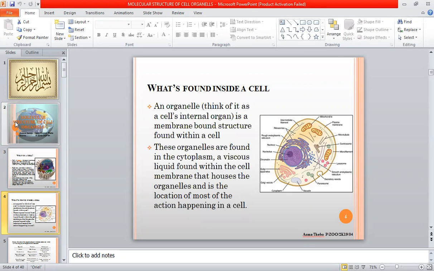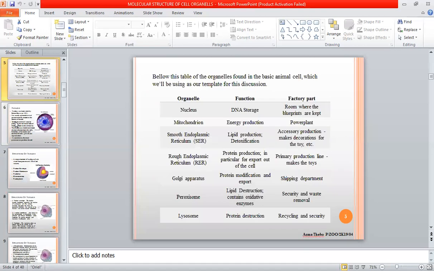A cell is composed of organelles, which are considered the internal organs of the cell. Just like the human body is made up of various organs like the kidney, heart, liver, and lungs, likewise the cell has different organelles which perform their own functions, and these organelles are present within the cytoplasm. Below is the table of the organelles found in the basic animal cell, which we will be using as our template for the discussion.